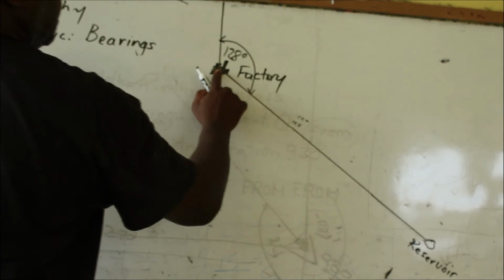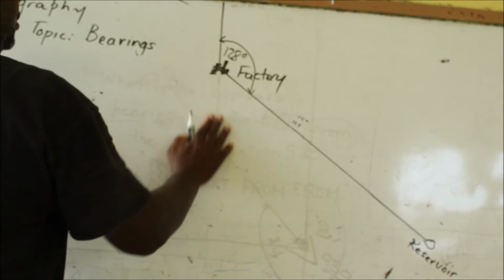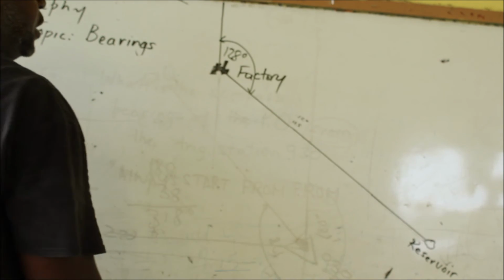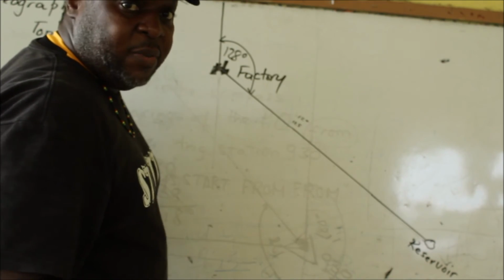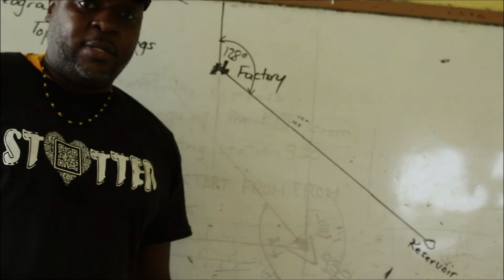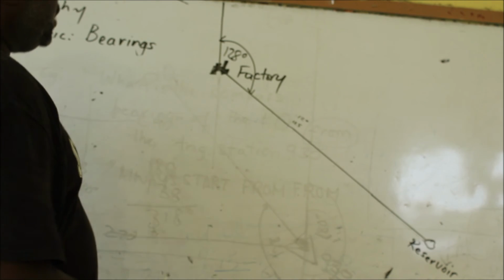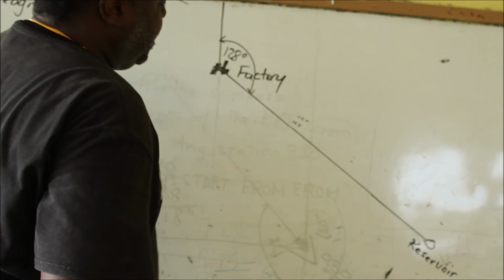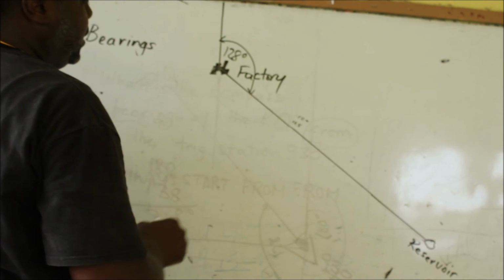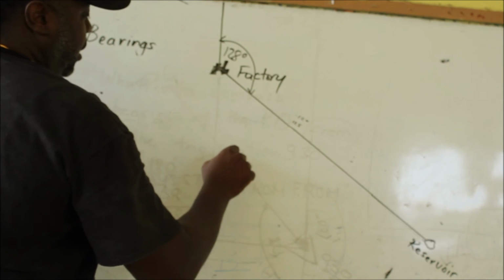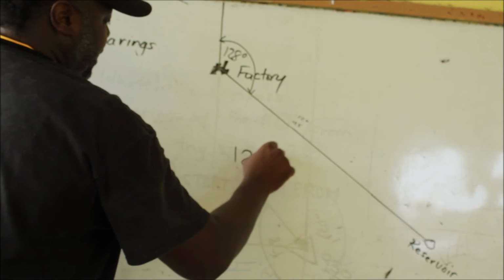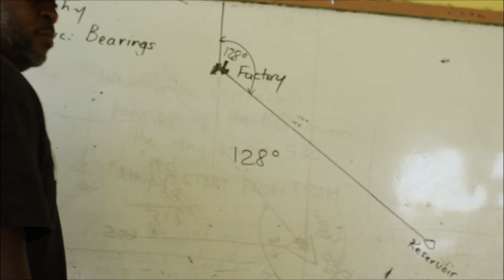Notice where the thing is. It's right here, so we're measuring in a clockwise direction. So unlike the one that we did before, where we had what are called reflex angles, we have an angle here that is actually less than 180. So that is fine. So the bearing of the reservoir from the factory is 128 degrees.